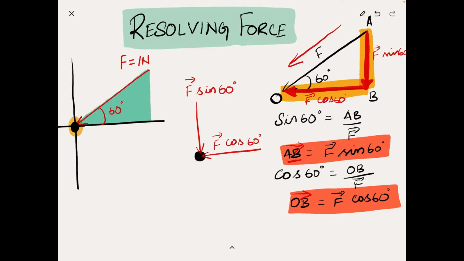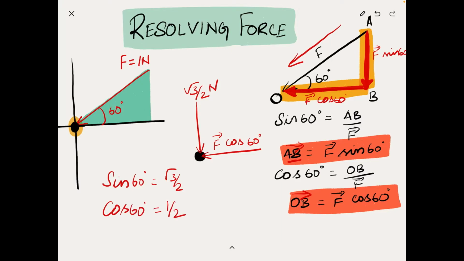So if you calculate this, F of sine 60 would be, sine 60 degrees is root of 3 by 2, and F vector has 1 Newton as its magnitude, so 1 times root of 3 by 2 would be equal to root of 3 by 2 newtons. So we can just replace F sine 60 with root of 3 by 2 newtons. Cos of 60 degrees would be 1 by 2, and we can replace this F of cos 60 as 1 by 2 newtons.